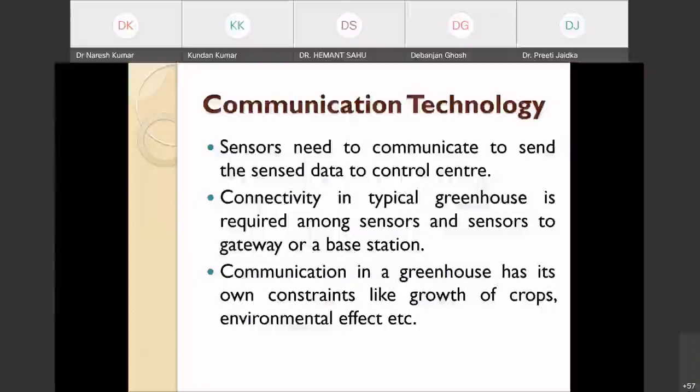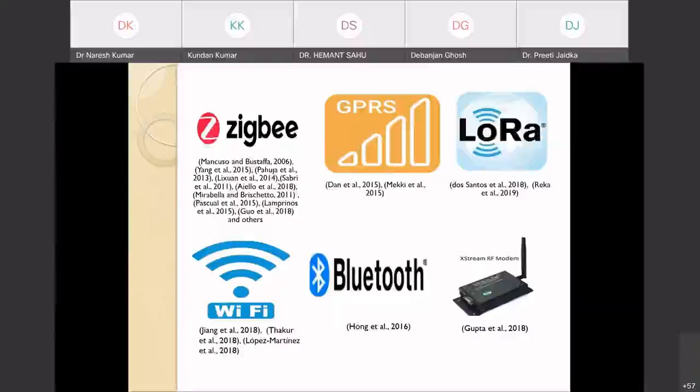So these are a few techniques which are being used. Zigbee is the most, as you see the number which is cited as the largest. Zigbee has found a place higher than any others. So we have Zigbee, we have GPRS, and this is a new one, LoRa, a long range technology which is best suited for open fields. And then we have Wi-Fi that can be implemented, Bluetooth for smaller distances, and one other is the extreme RF model. But most of them are plug and play kind of techniques, and they are used only a few times inside greenhouses.